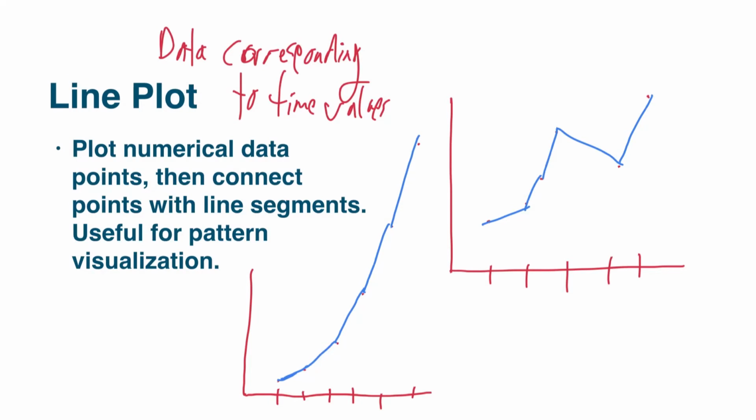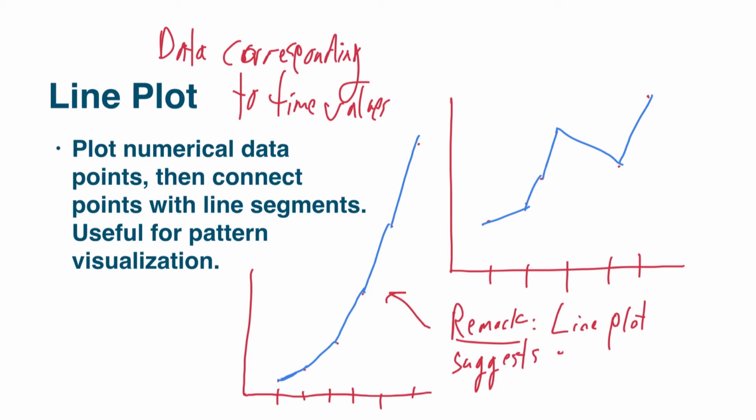Okay, so I will just remark that the line plot here suggests exponential growth. And this is one of the best properties of the line plot. When you have data that's amenable to it, it makes it very easy to see the patterns.